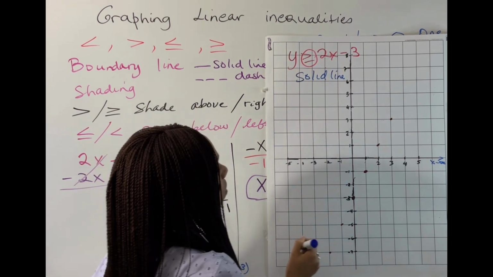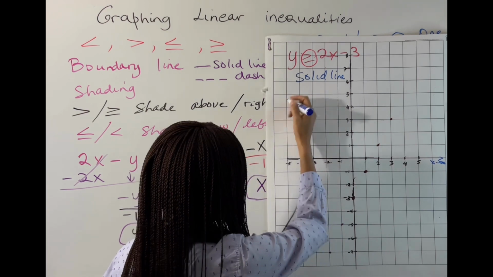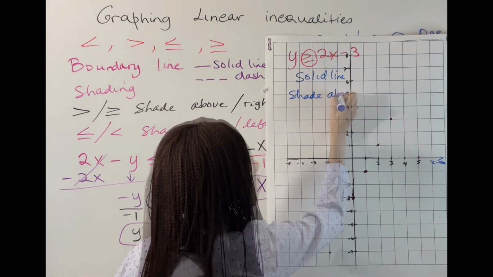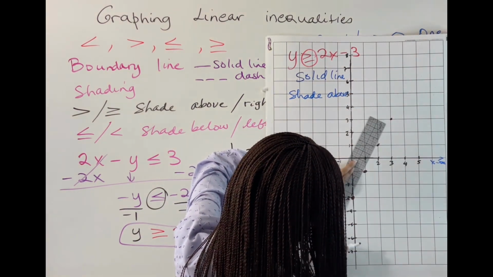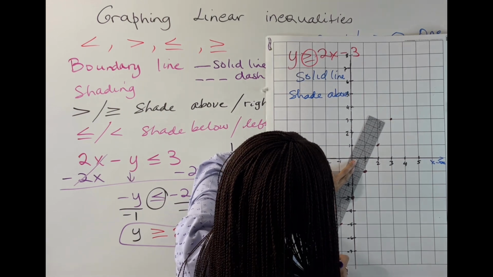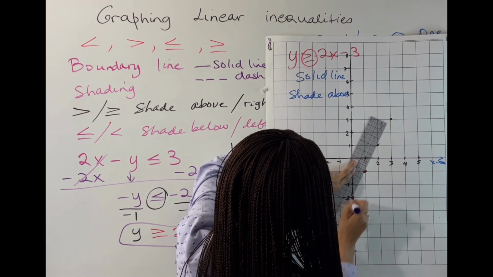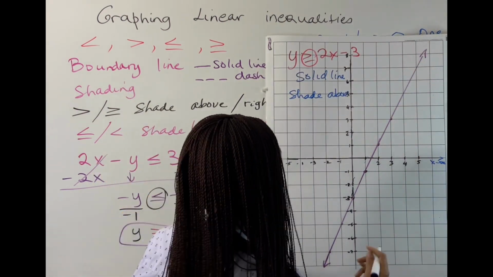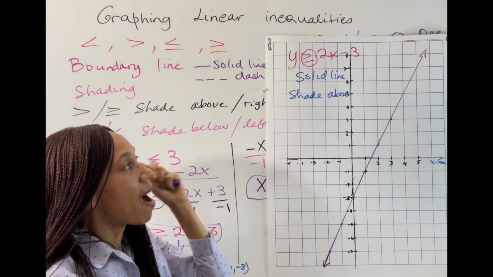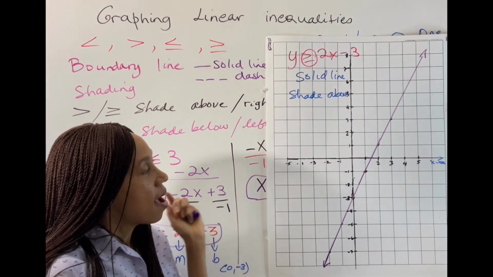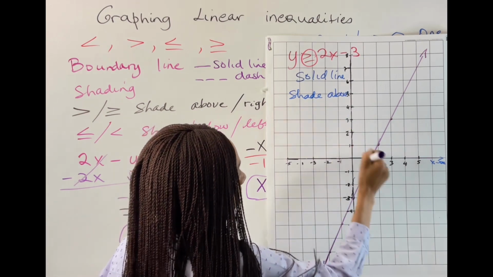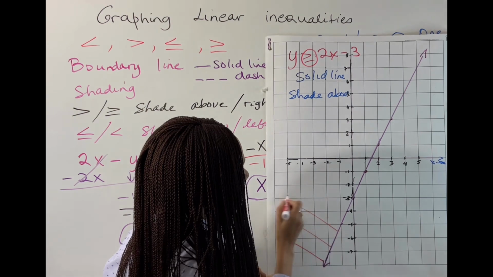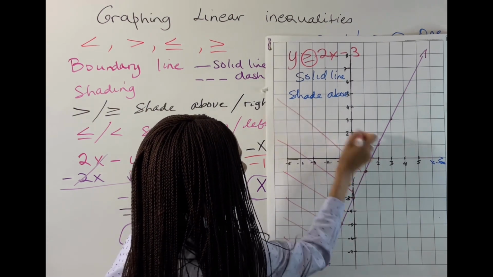And also, in terms of shading, we need to shade above. We're going to connect our points right now, and we're using a solid line. And make sure you put your arrows at the end of your graph to indicate that it continues. And now we need to shade above because it is greater than or equal to. And this is what we will end up doing.